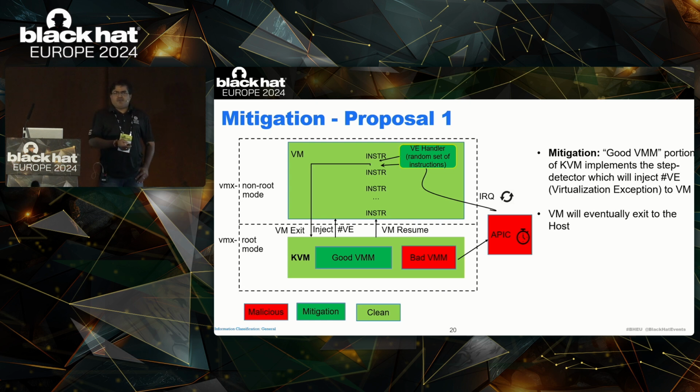and then return the control back to the bad host. By doing so, what we are preventing is the VM executing the real instructions at that point. Rather, it is running some arbitrary instructions. So even if the bad VMM runs any side channel analysis, it will not be able to get to the real instructions that the VM is executing.